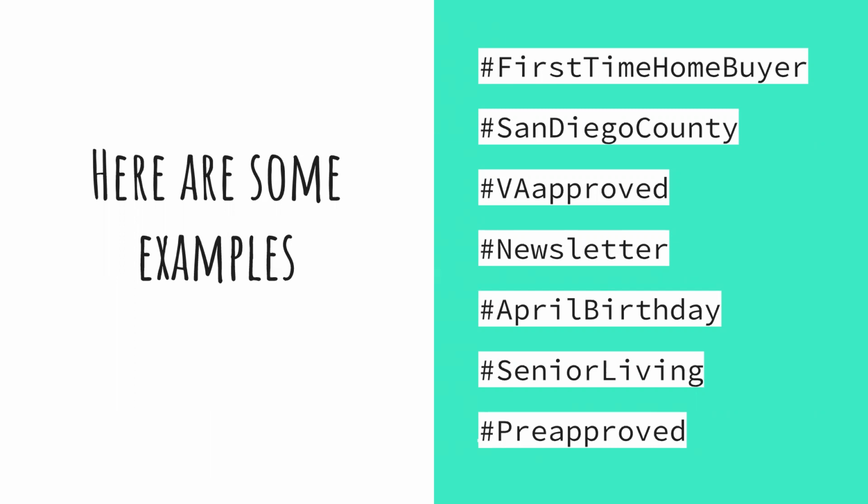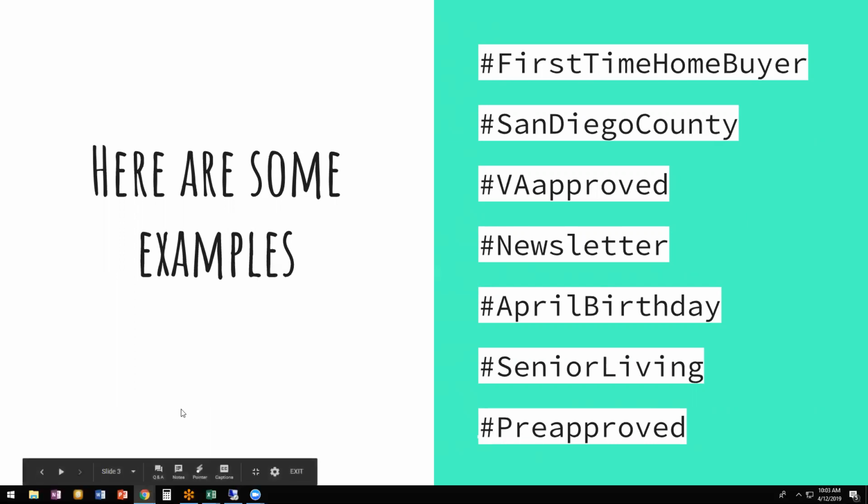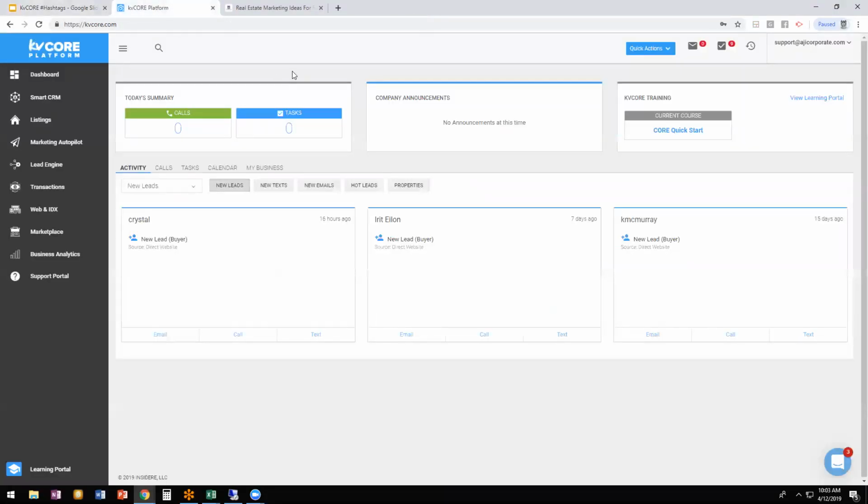If you wanted to create a newsletter and you wanted to have that newsletter sent out to the people who have subscribed or wanted to know about your newsletter, you can hashtag these people as newsletter. Maybe you want to keep track of all of the birthdays for your database. So maybe you'd want to have April birthday would be a good one, or senior living, 55 and over. Maybe you have a niche, something you want to categorize them as, of course. And then pre-approved is always a good one. This allows you to, like I said, send emails, keep track of your database. It allows you to keep track of your analytics and whatnot. So I'm going to go to our KvCore platform and show you exactly where you're going to be able to utilize these.